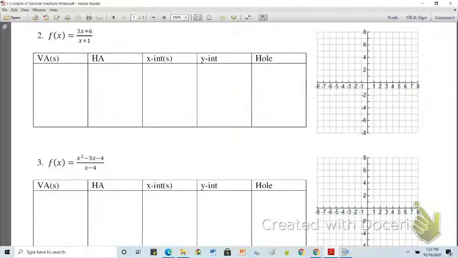So again, with the number 2, there is not anything I need to factor out. So I'm going to start with the information. So vertical asymptotes, set the denominator equal to 0. So x plus 1 equals 0. Therefore, x equals -1. And go ahead and put that on my graph using a red dotted line.